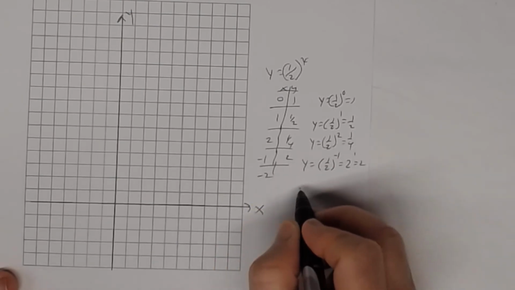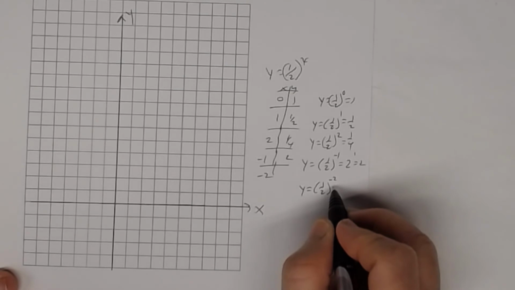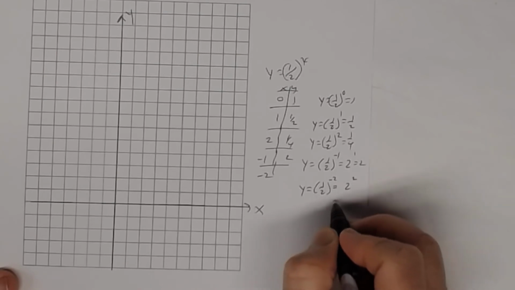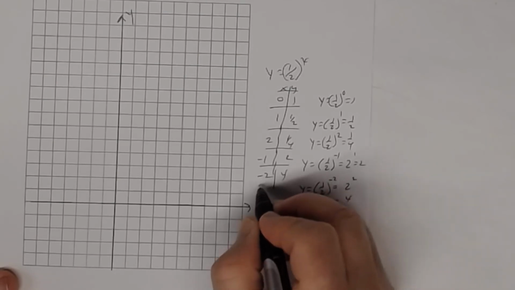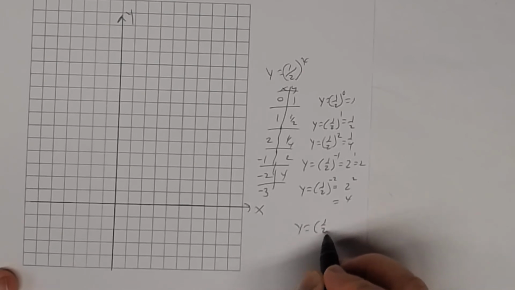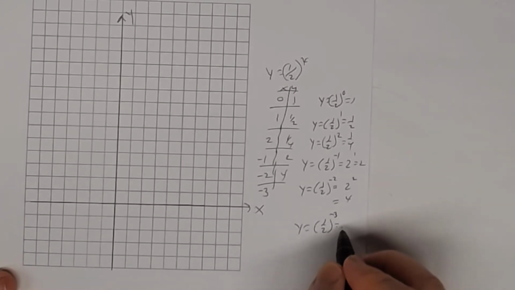If x is -2, I get y equals 1/2 to the negative second power, same thing. I have to make this exponent positive, so the reciprocal of the base gives 2 squared, which becomes 4. If x is -3, I get y equals 1/2 to the negative third. I need to make that exponent positive, so I take the reciprocal of the base. That's 2 to the third, which is 8.